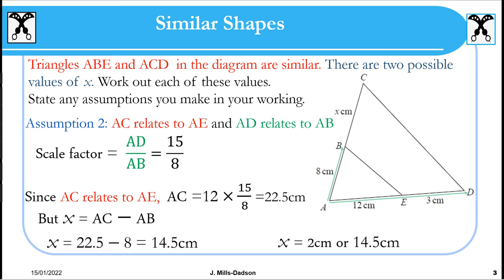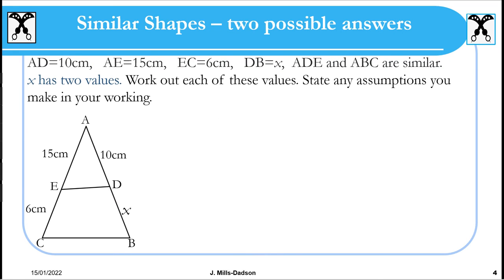Let's look at another similar example. Same principle. We have x. We need to work out what x is and state the assumption. Please check if these numbers are not on the diagram. You need to read and put them down. So AD is 10, AE 15, EC 6, DB x. So you need to always read and put information in the diagram.